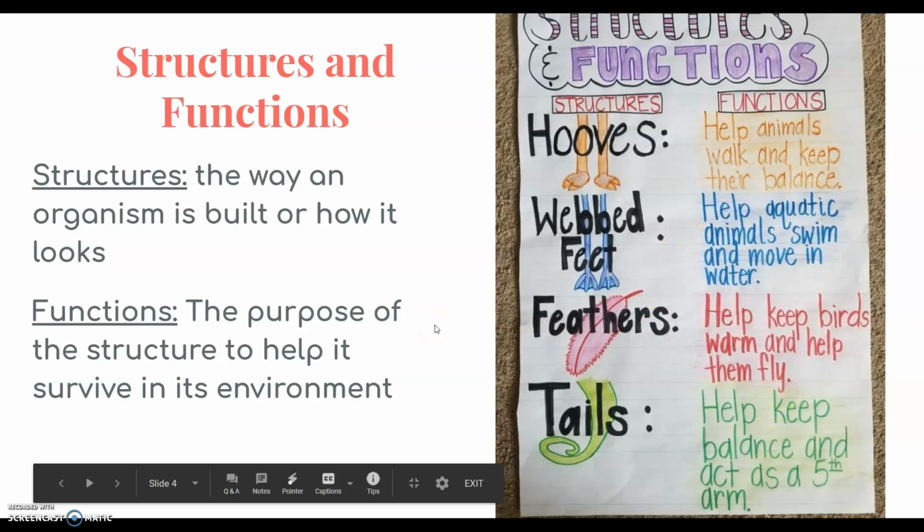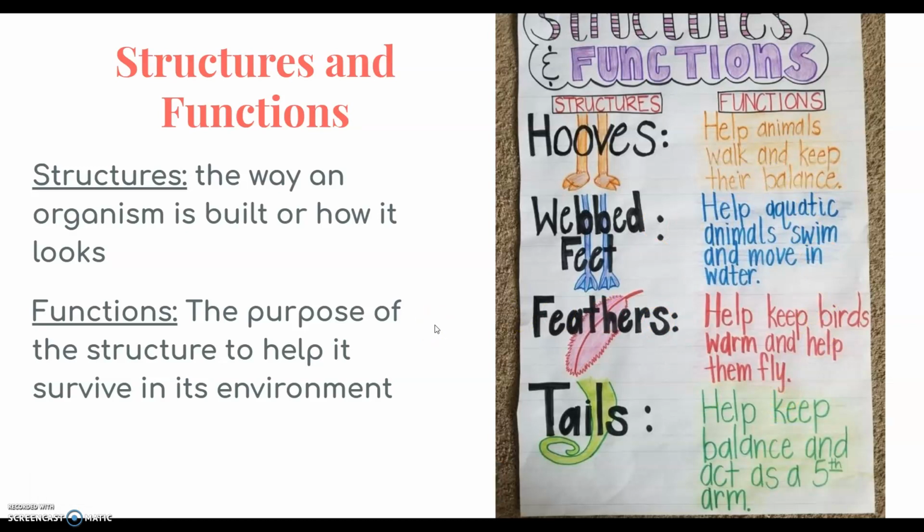Let's use an animal that we see all the time as an example, a bird. A structure that is very important to a bird is its wing. The function of this wing is to allow the bird to travel quickly and evade predators, which are animals that want to eat the bird.